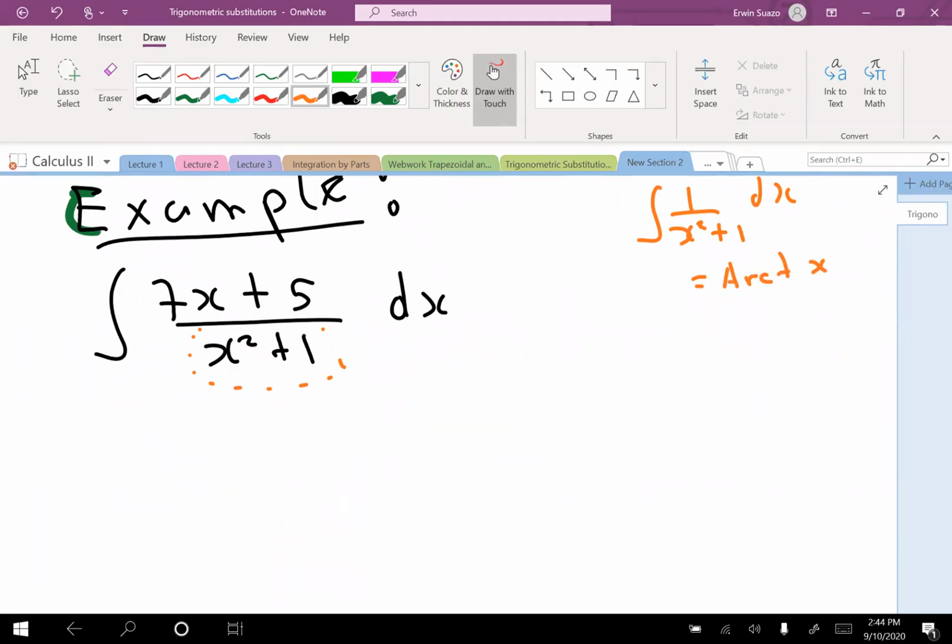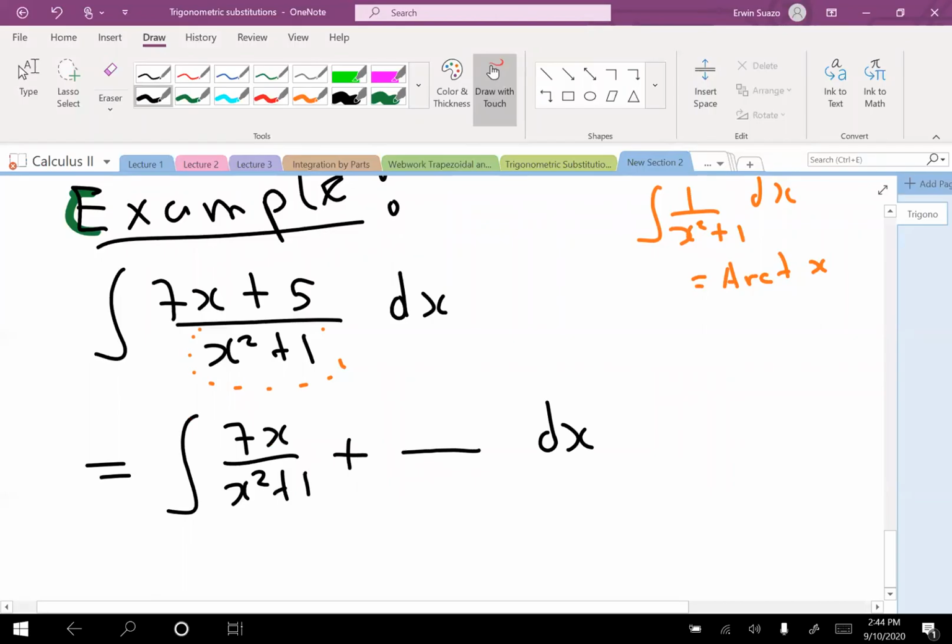Okay? So let's split this integral. How could we split this integral? And that will take me to next week. This trick we're going to do now, we're going to do it a lot next week. How could I split this integral in two terms? What could be the first term? 7x over x squared plus 1 and plus 5 over x squared plus 1. Yes, thank you.